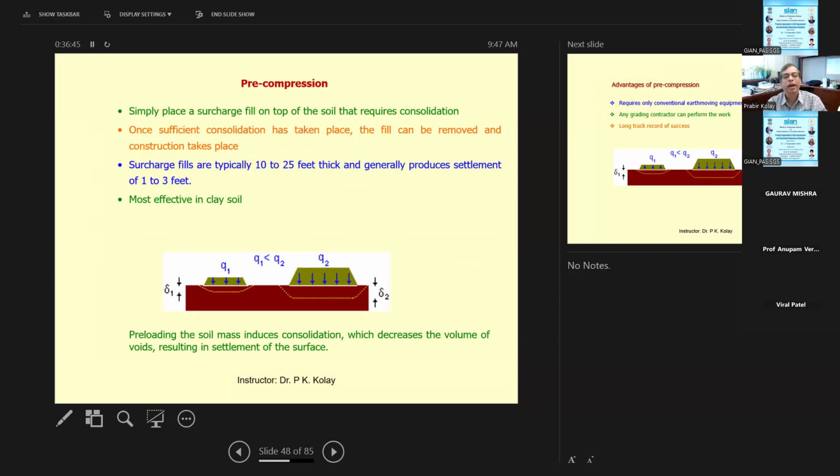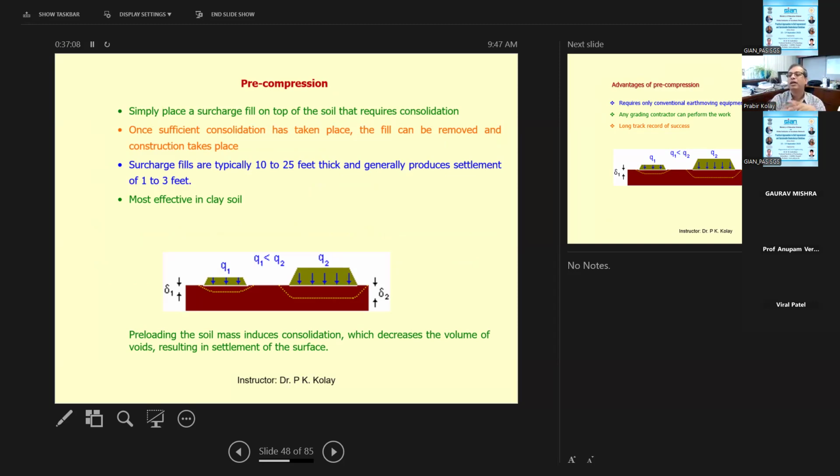So pre-compression, as I mentioned, is simply a placement of surcharge fill on top of the soil that requires consolidation, and just leave it. Once sufficient consolidation takes place, the fill can be removed and construction takes place. Okay? Fill is typically 10 to 25 feet thick and produces a settlement of 1 to 3 feet. Okay, most effective in clay type of soil.